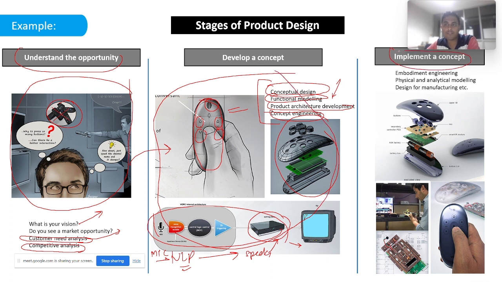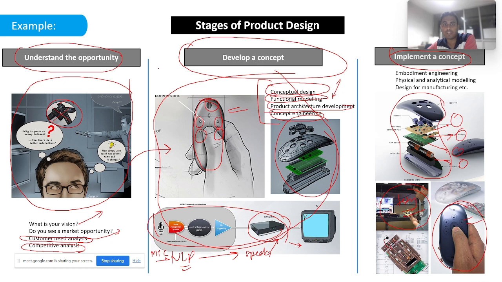Similarly, in the implementation phase, you try to understand what the engineering constraints are, how you can develop. So you can go for product embodiment engineering. You try to see what components, what things need to go inside, and then you go for development, and you also do testing, user testing. Okay, so this is the final product. So this is how product development happens, and it shows the three broad stages: the understanding the opportunity stage, the development of a concept stage, and the implementation stage.